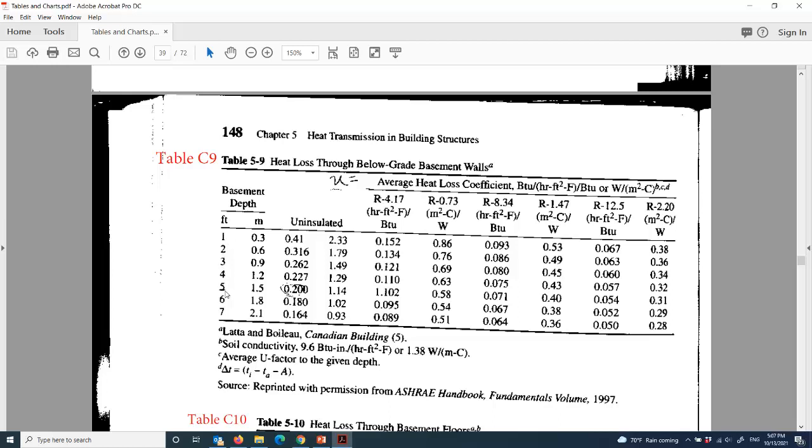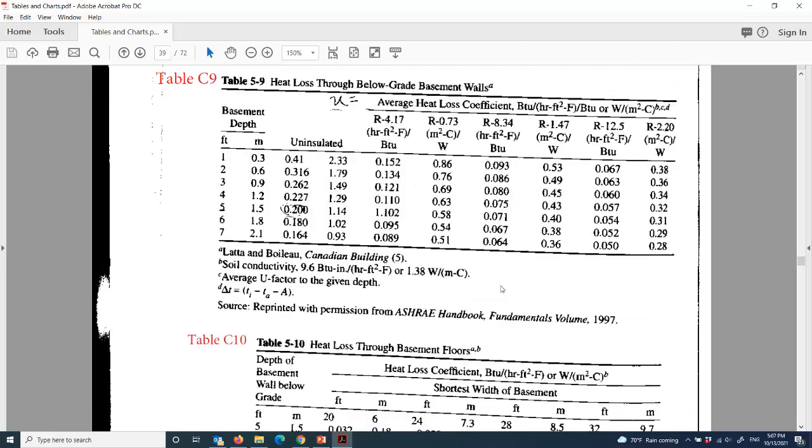So let's say we're at 5. If the basement is uninsulated, just concrete, then the U value will be here, 0.2, or this one in SI, watt per meter square Kelvin. If it has some insulation, like R12.5, then the U value will be equal to 0.054 if the depth is 5 feet, and so on, for different depth and thickness, and then you'll pick your U value.